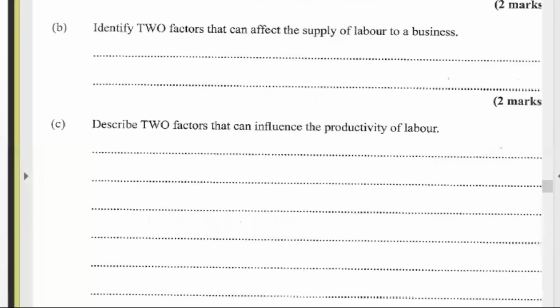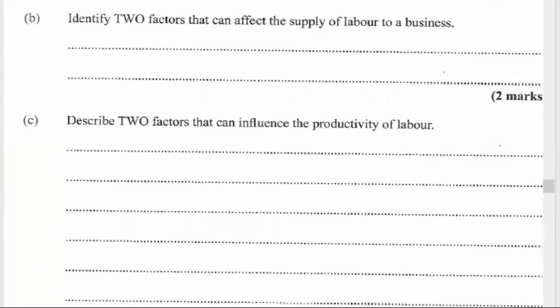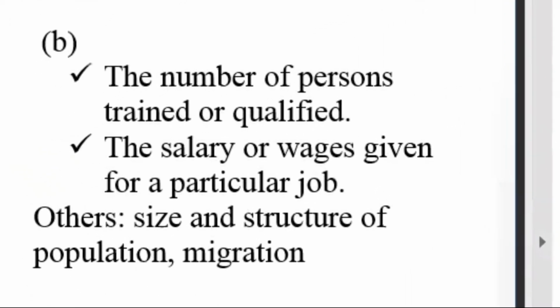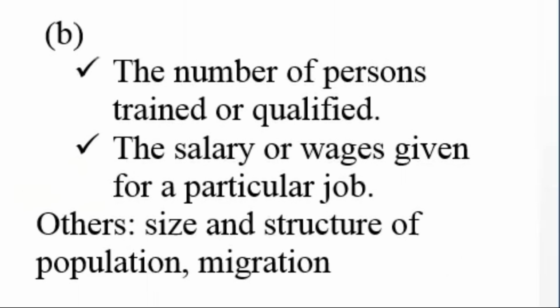Let's look at B. Identify 2 factors that can influence the supply of labor to a business. Can you think of any? All right, so let's look at our answers. What the 2 factors are. So the first one, the number of persons trained or qualified can affect the supply of labor. The salary or wages given for a particular job, that can affect the supply of labor. People may not want to work for a little salary or wage that they think is too small. Other factors could be size and structure of the population and migration.